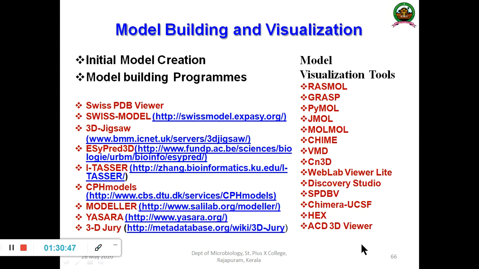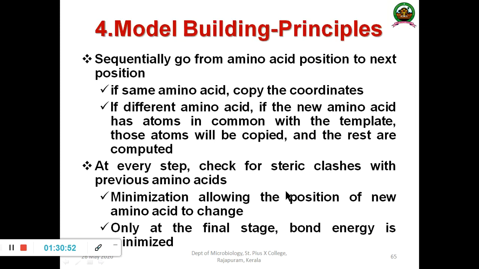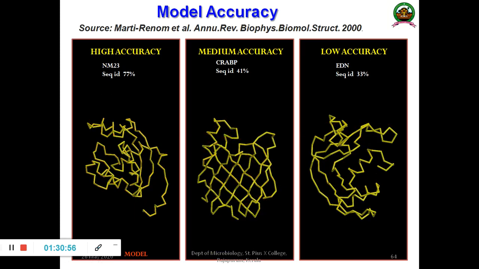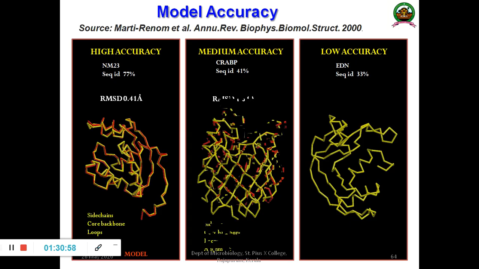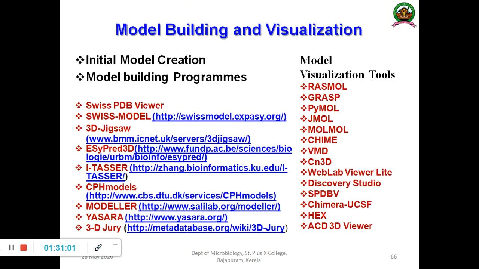So many commercial software packages are available, and you will be able to use these tools for modeling. And how will you visualize this? I have shown so many images, and this is how they were created, using beautiful visualization tools. We have so many visualization tools: RasMol, PyMOL, GRASP, JMol, MolMol, KiNG, Visual Molecular Dynamics or VMD, WebLab ViewerLite, UCSF Chimera, ACD 3D Viewer, Hex. So much modeling software is available, either free of cost or commercially.